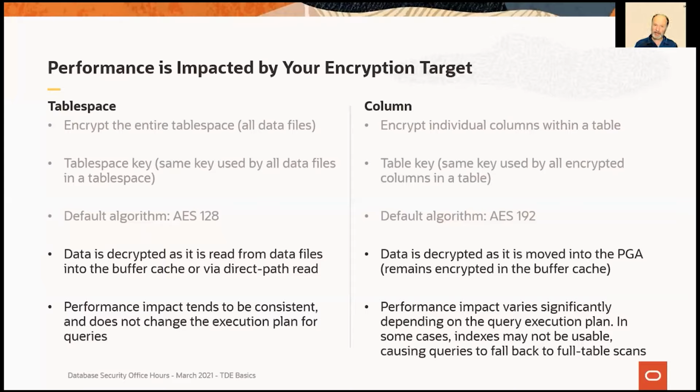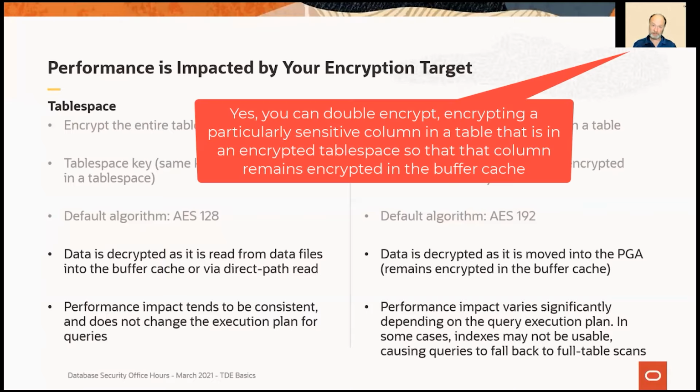Now let's look at column level encryption. With column level encryption, the decrypt operation happens as data is read within the buffer cache and sent to the program global area. Column encrypted data is encrypted inside the buffer cache, and that means every single select for that data incurs the overhead of the decrypt operations.